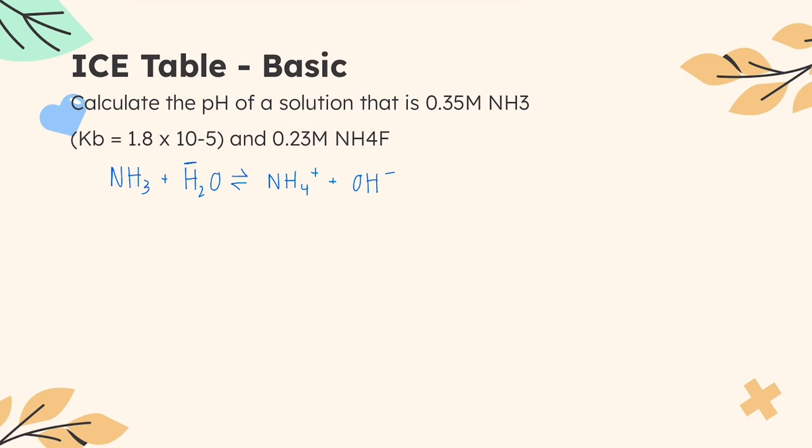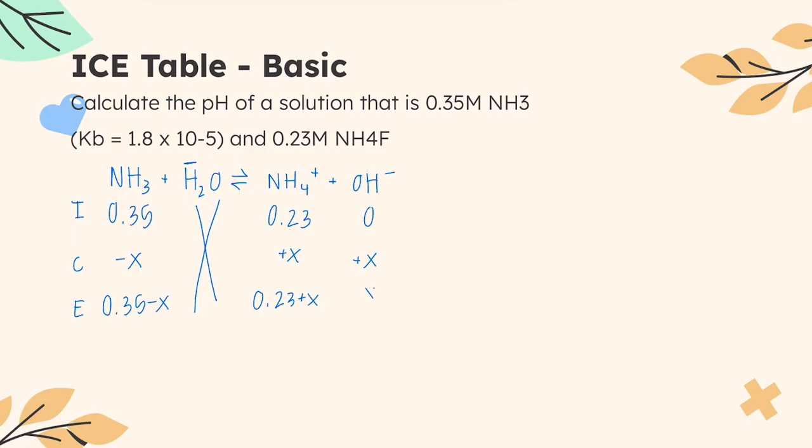So in this case, I know that my H2O isn't going to have any values in my ICE chart because it's going to be a liquid. So for the rest of my ICE, I know that this is 0.35. We know that my NH4 is 0.23, and it tells me there's no OH minus. So if I ICE, this is my initial. My change, I know that I have 0 OH minus. So if I have 0 products, I'm going to have to shift towards my products. So plus X, minus X. So my overall equations are as follows.